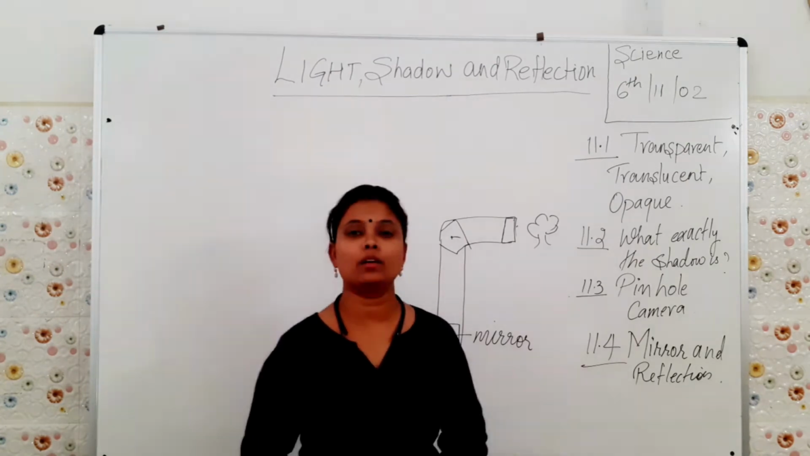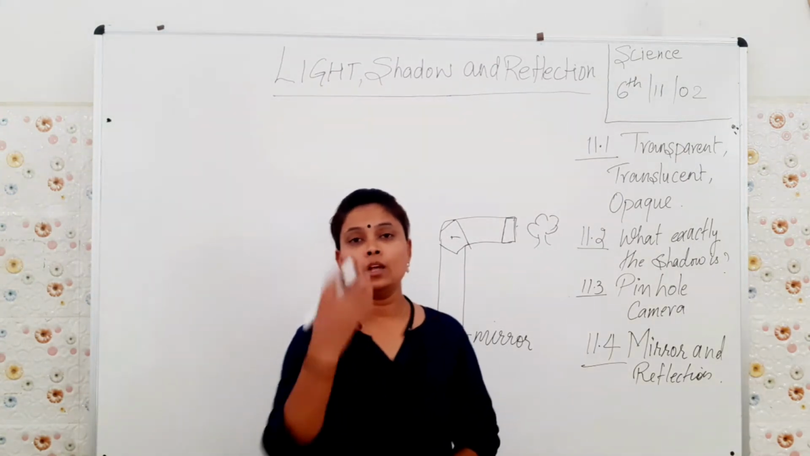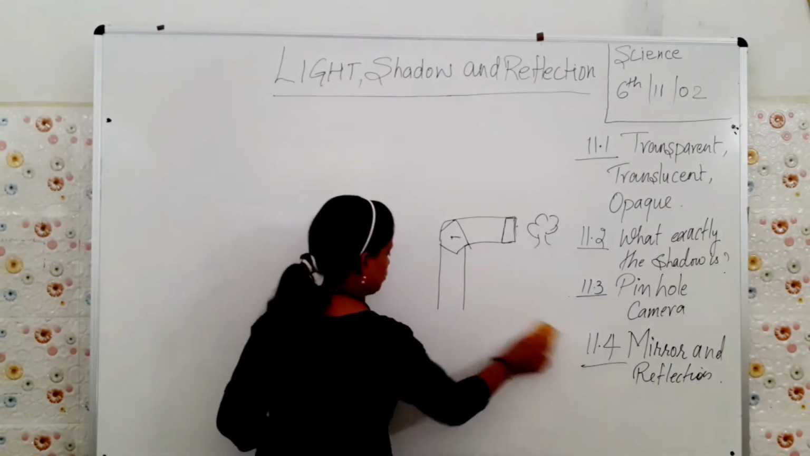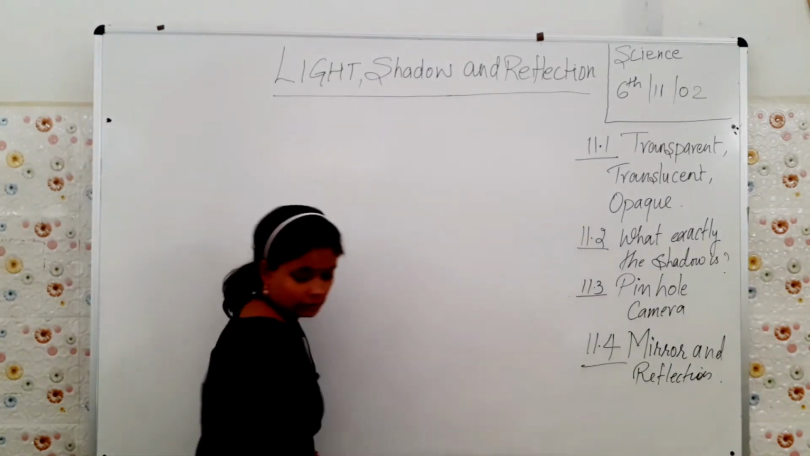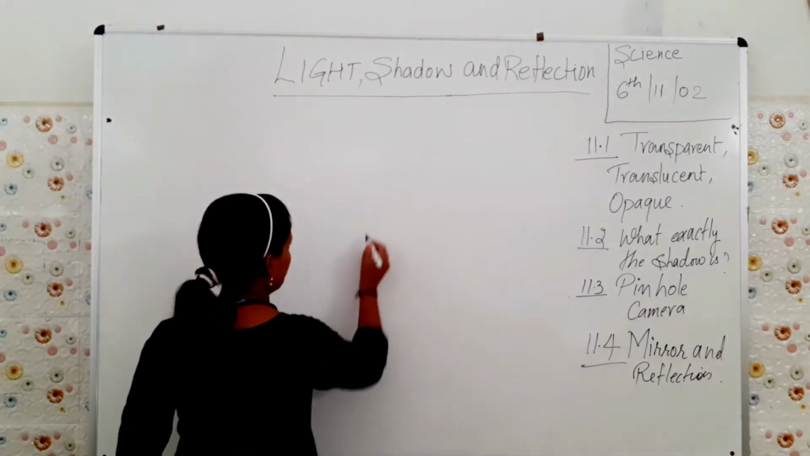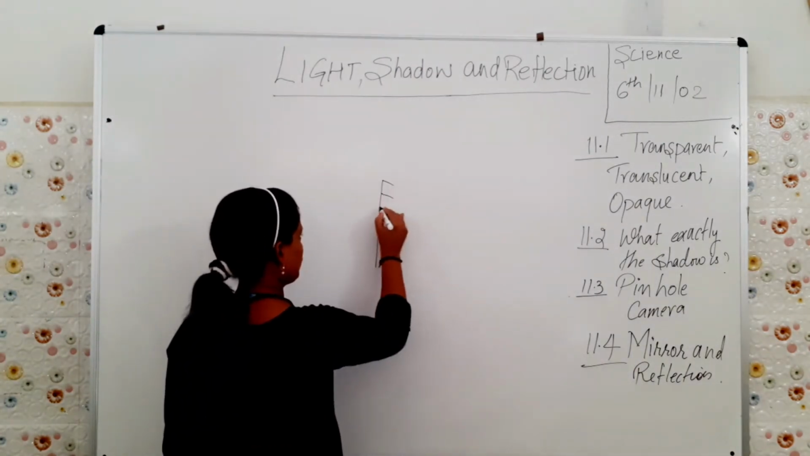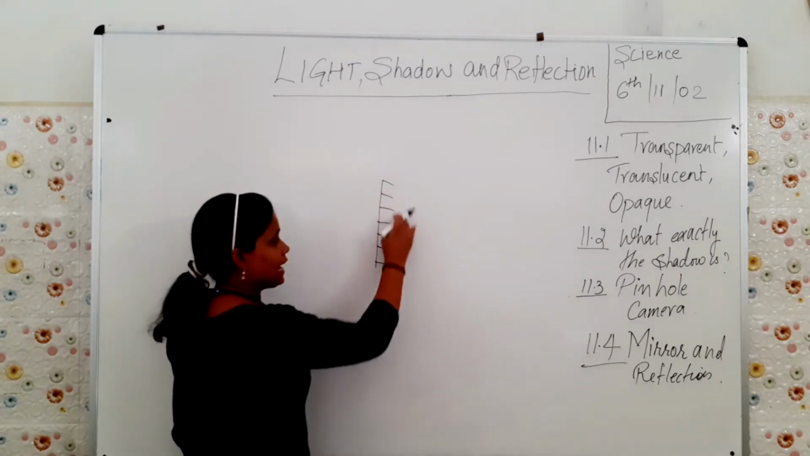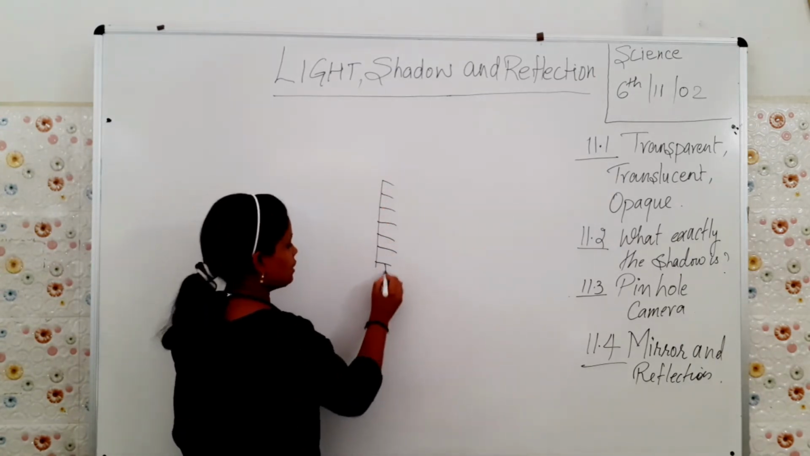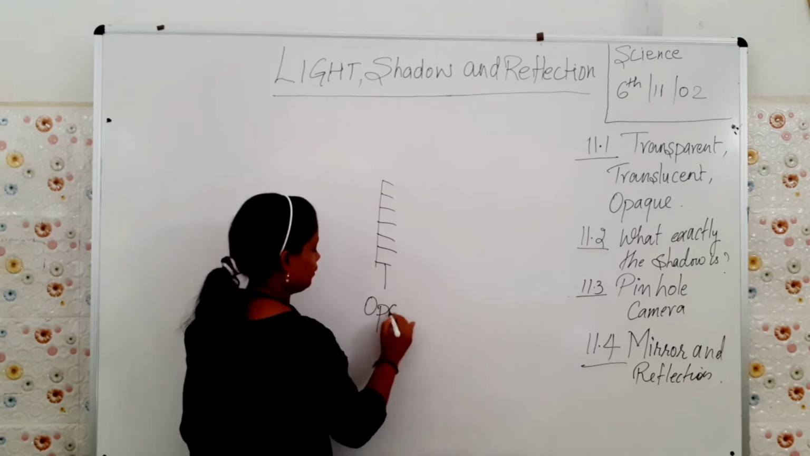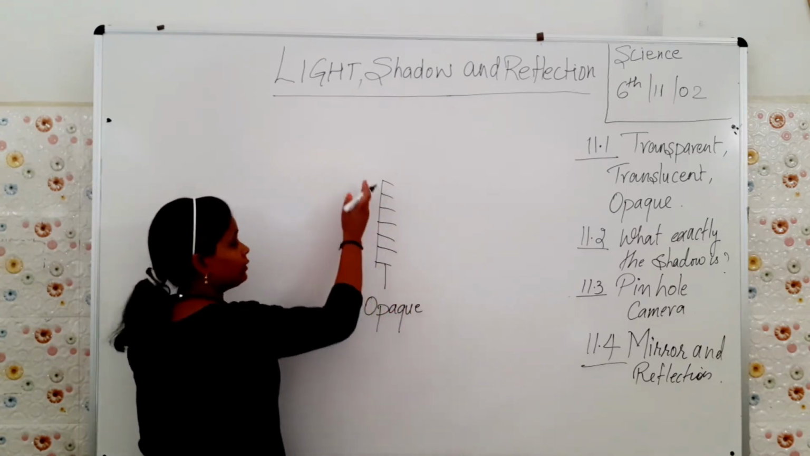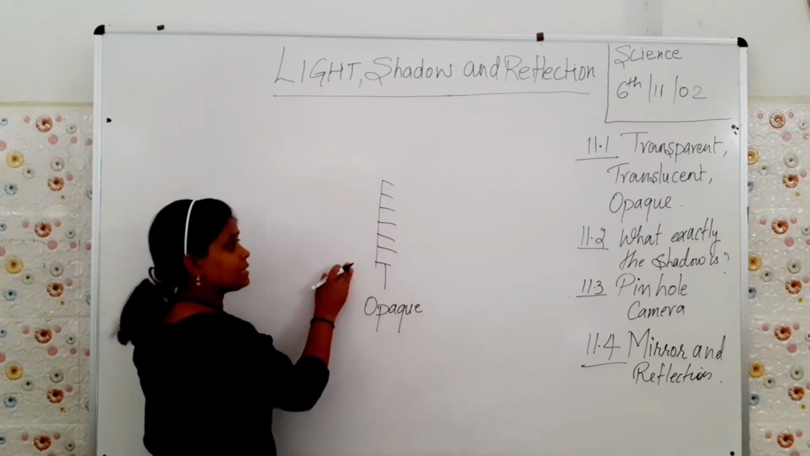Mirror reflection. What is a mirror reflection? When you see an object, just try to understand. This is a mirror. This is a perfect mirror. What does this line mean? This line means this side is opaque, and on this side there is a glass.